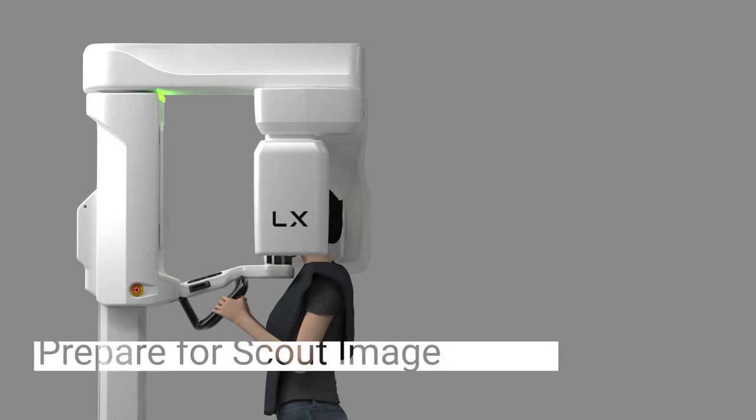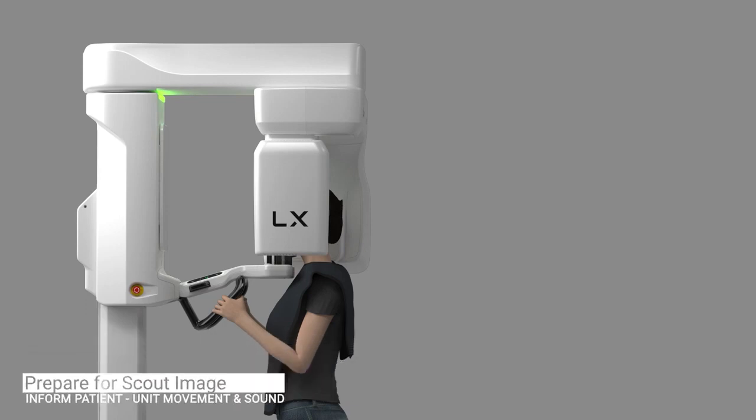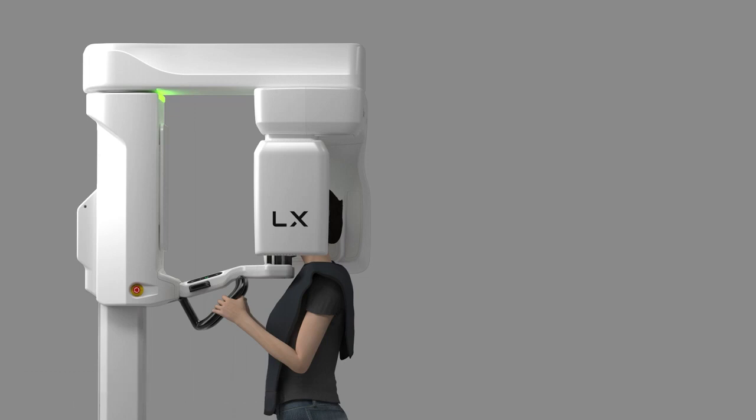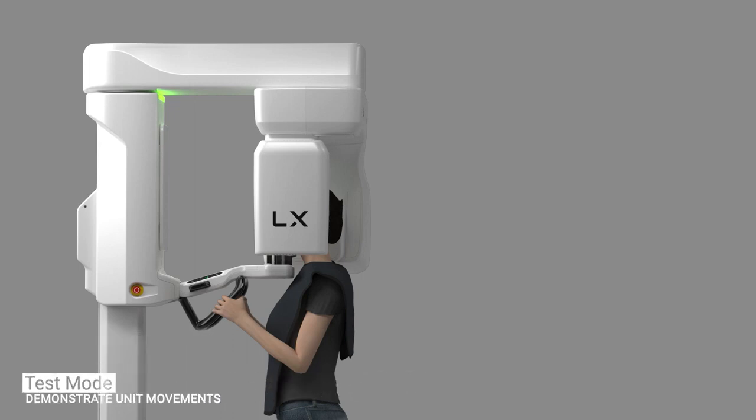Before acquiring a scout image, inform the patient that the unit will rotate and that an audible sound will occur. If the patient is feeling insecure or has an exceptional anatomy, use the test mode to demonstrate the unit movements and to ensure the rotating unit does not collide with the patient during the imaging process.